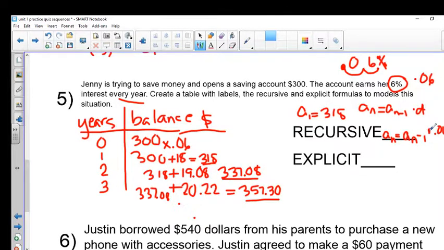Now for your explicit formula, we're going to use the A1 times your D, and then your N minus 1. So your A1 term, we already had, it was 318. I'm sorry. Let's not use this formula.